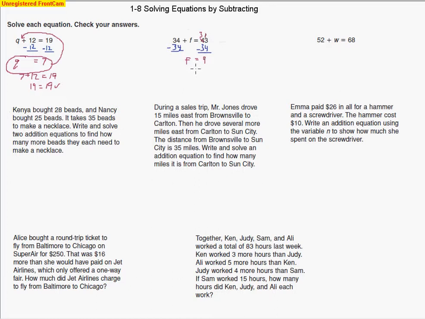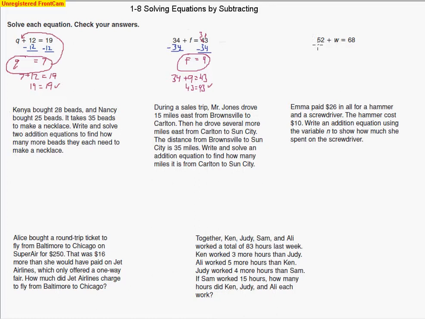Well, I can check my answer by substituting. Put that 9 back in for f here, and now I have 34 plus 9 equals 43. Sure enough, 34 and 9 do equal 43, so I know I did it correctly. So that is our answer.